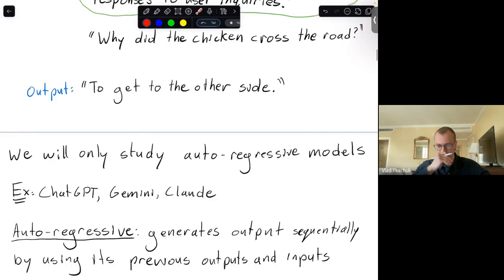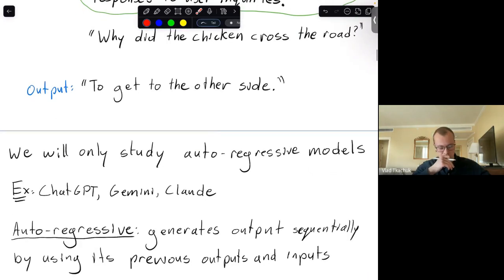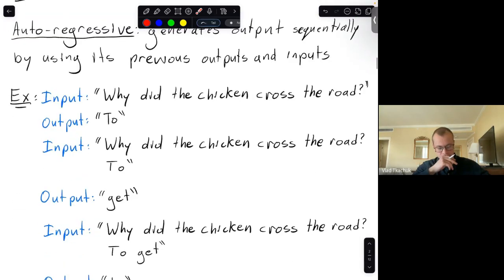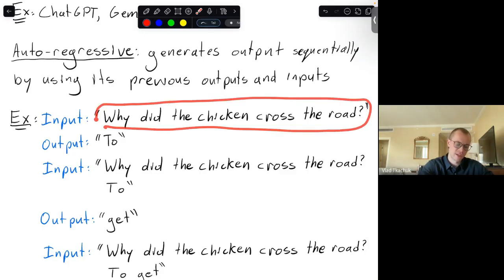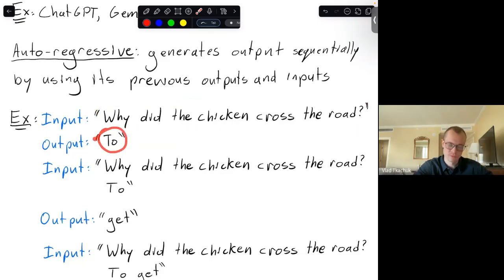And so that'll look like this. So for that example, why did the chicken cross the road, what would actually happen behind the scenes when you interact with these language models like ChatGPT is this. You input, why did the chicken cross the road? It'll then output just one word. So maybe if it's correct, let's say, it outputs "to".